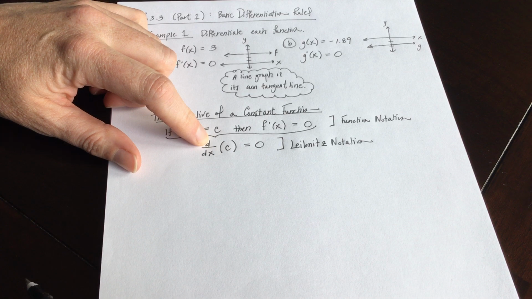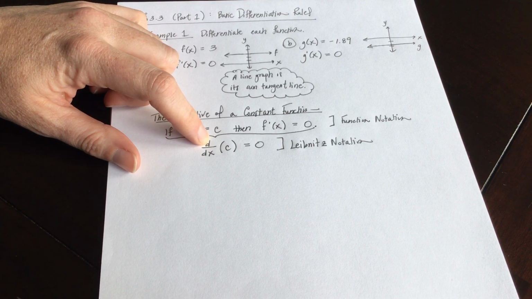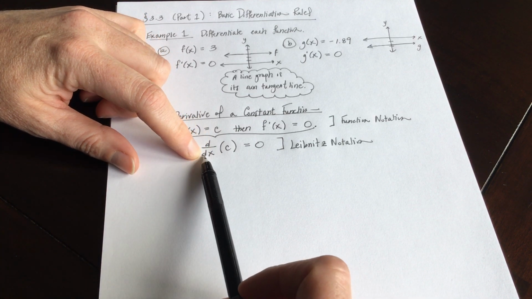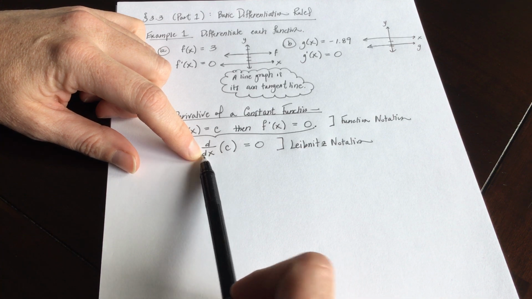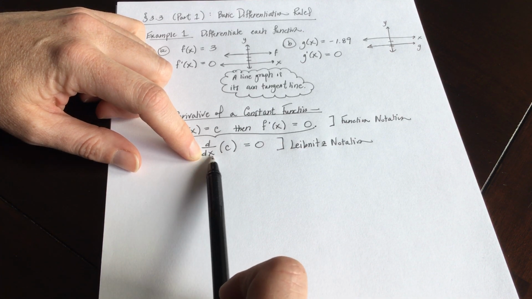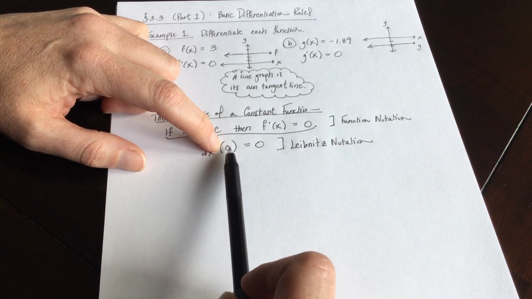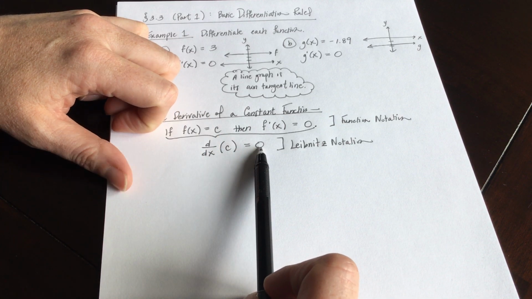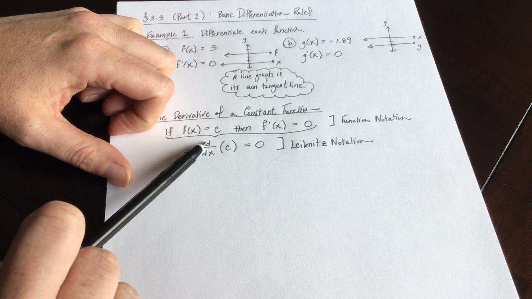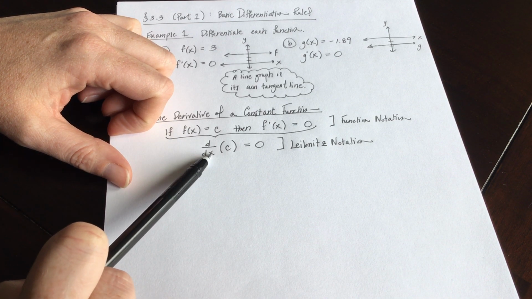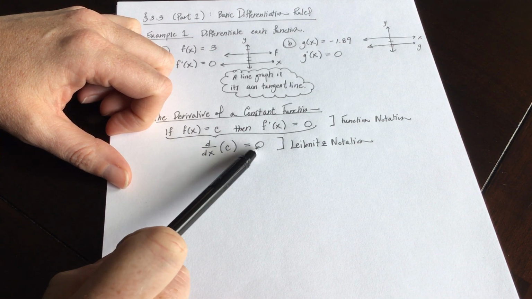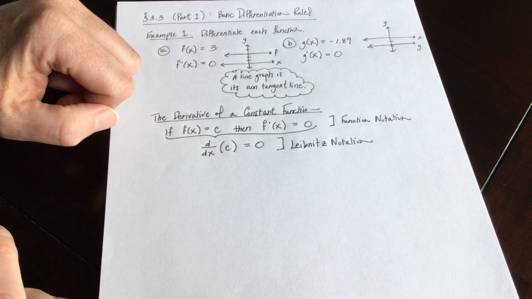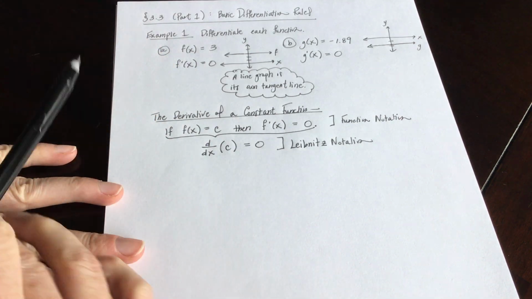So the d on top would be the derivative, and then on the bottom, the dx, the d is like "with respect to" x. The derivative of c, where c is a constant, is 0. Okay, so starting from the beginning, the derivative with respect to x of a constant is always 0. And this is again Leibniz notation.